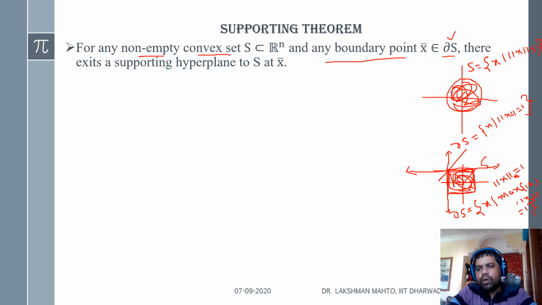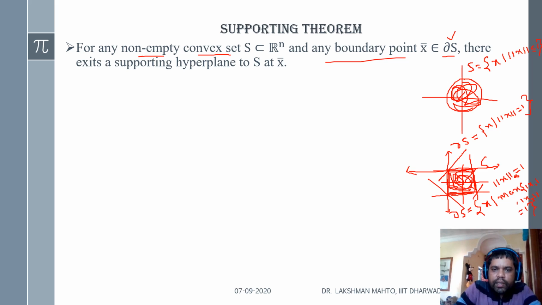Similarly, if you come to here, you find there is a unique supporting hyperplane here, this side vertical. And you also observe that this is the only supporting hyperplane for all these boundary points. Similarly, this is the only supporting hyperplane for all these boundary points. But if you come to a corner, you are getting infinitely many supporting hyperplanes. This corner point also has infinitely many supporting hyperplanes. That means at a corner point you always observe more than one supporting hyperplane for a given convex set.